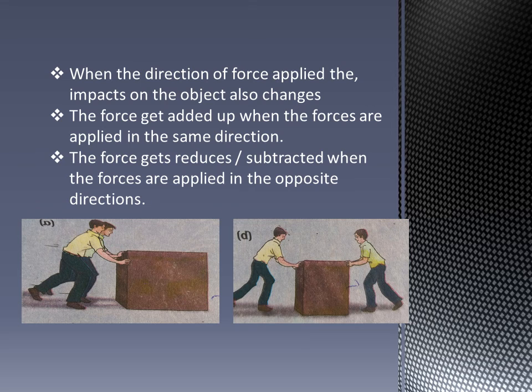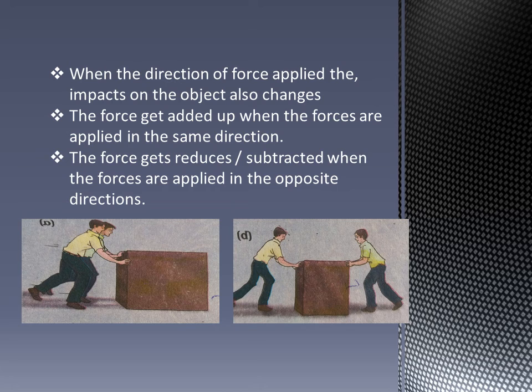Now the next, third point is the force gets reduced or subtracted when the forces are applied in the opposite direction. Here you can see in the second picture, both the boys are applying force in the opposite direction. They are not applying in the same direction, but in the opposite direction. When they are applying in the opposite direction, the box may not move.